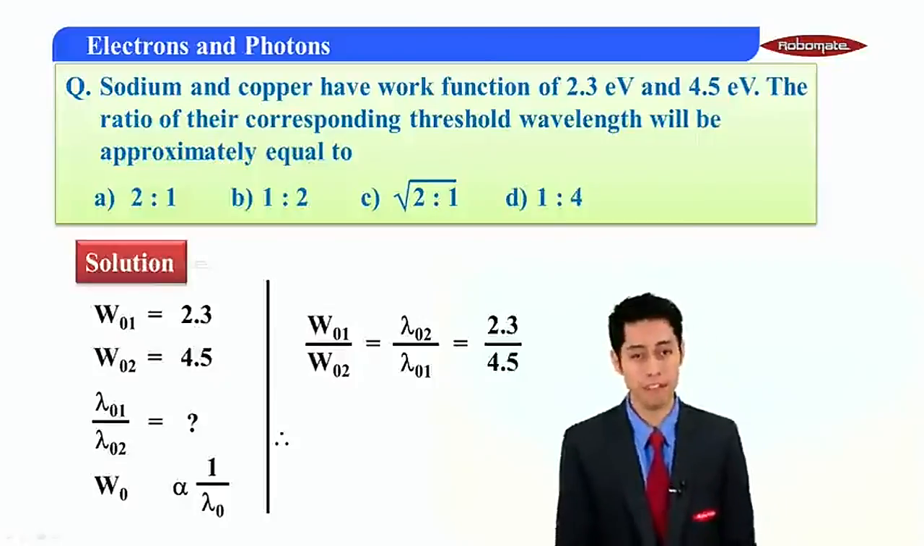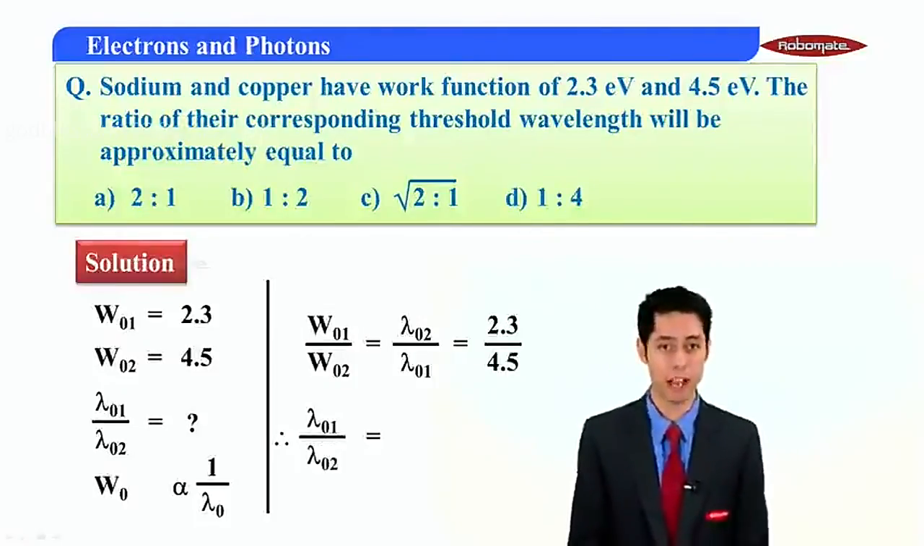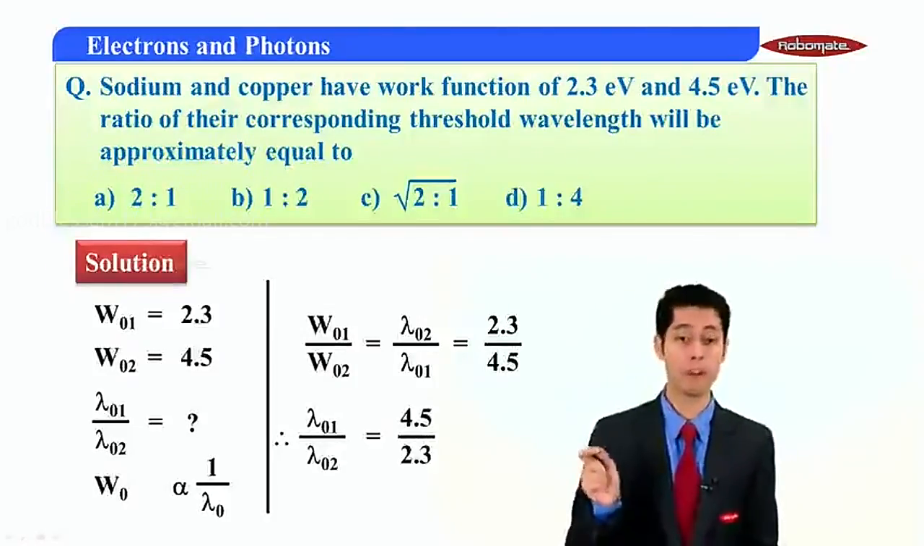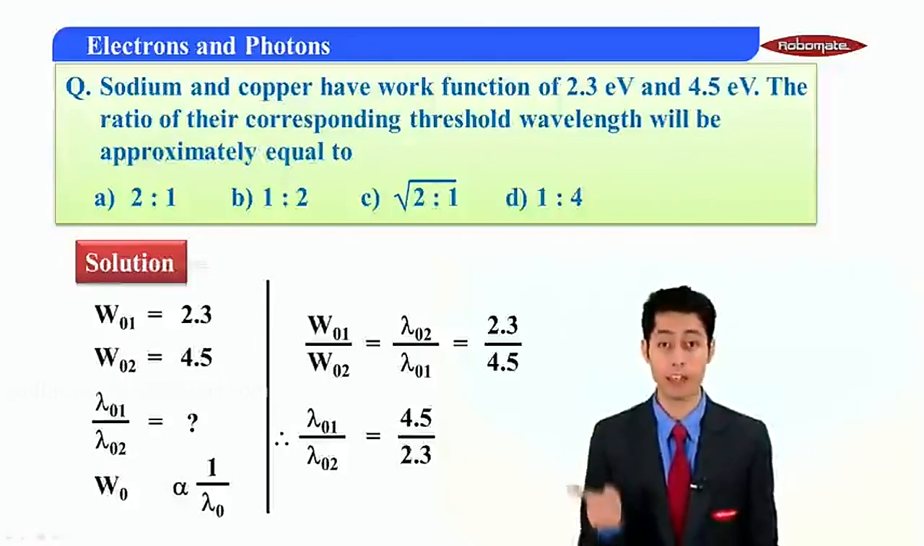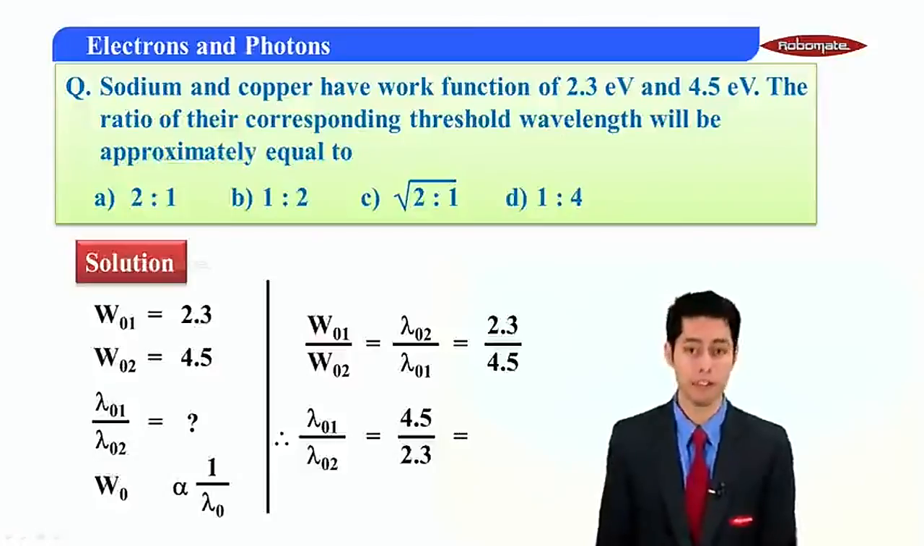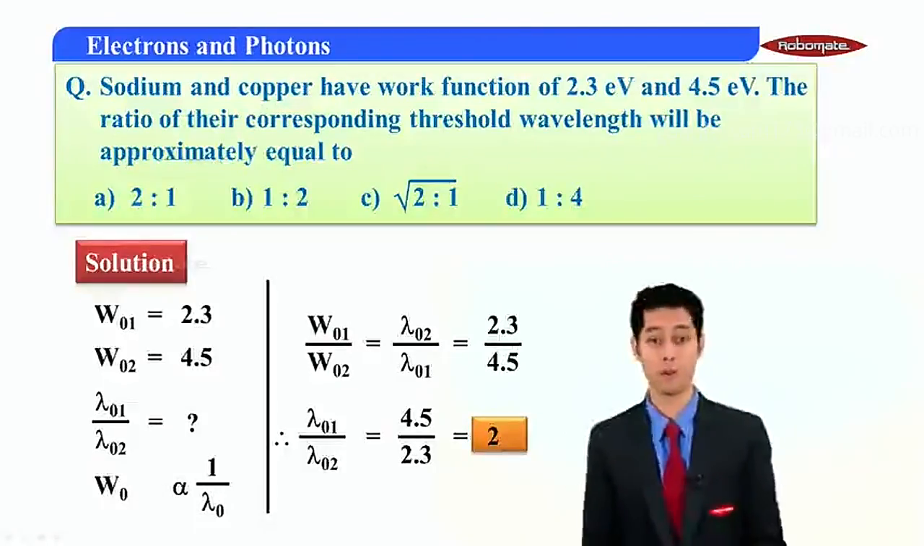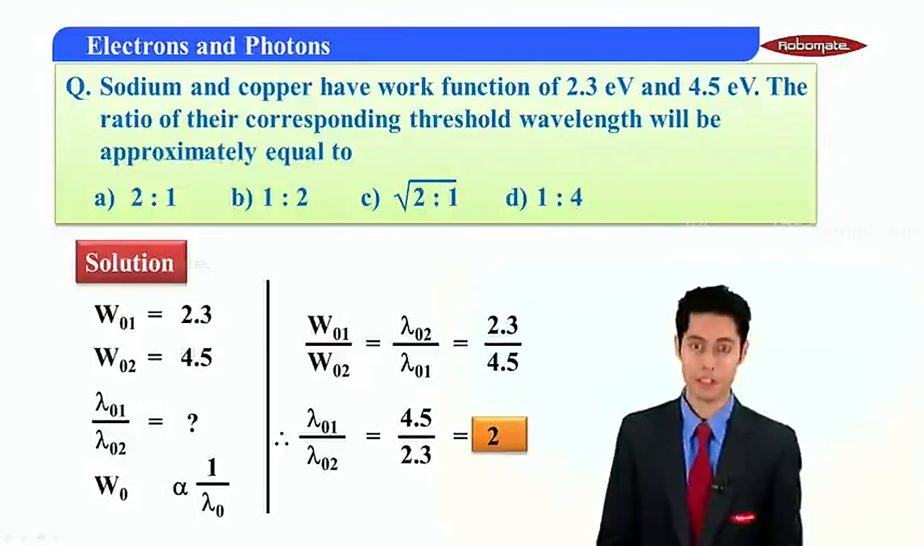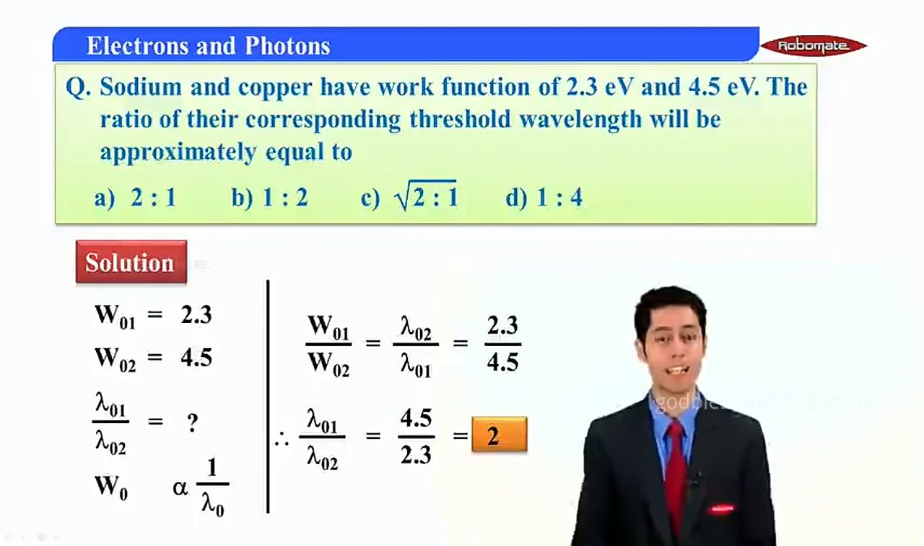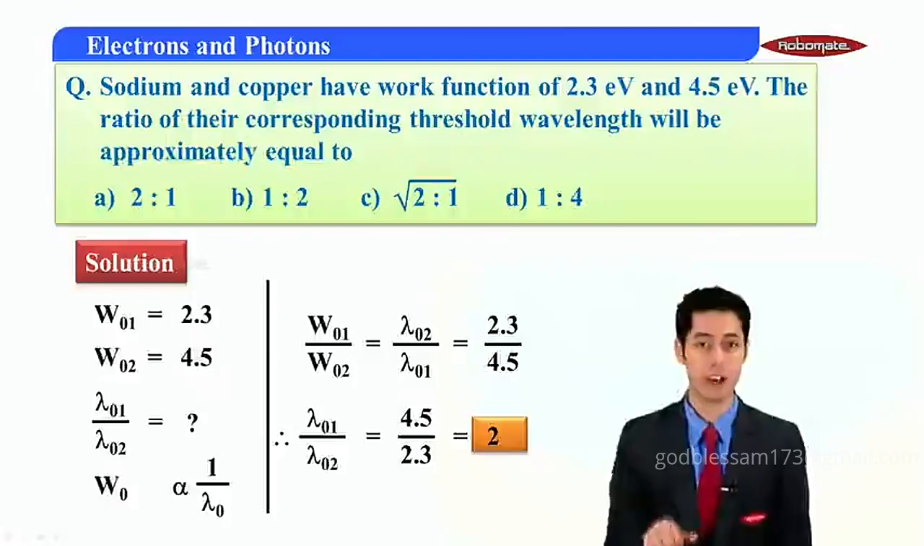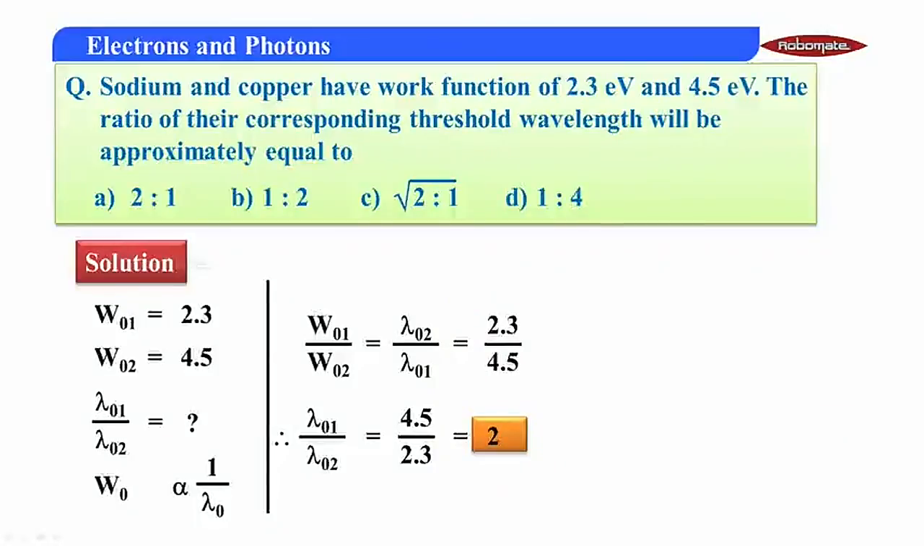And when we take the ratio, this ratio actually comes out to be 4.5 divided by 2.3 for lambda naught 1 upon lambda naught 2. And when we solve this, the answer comes out to be 2. So their ratio is 2. So students, with the help of this module, we studied the problems which are based or mixed on all the concepts. Thank you.